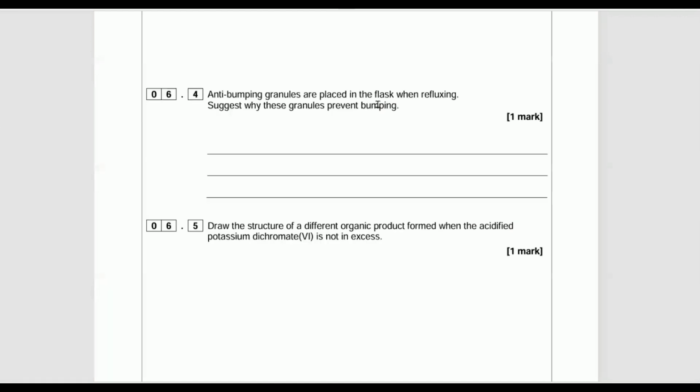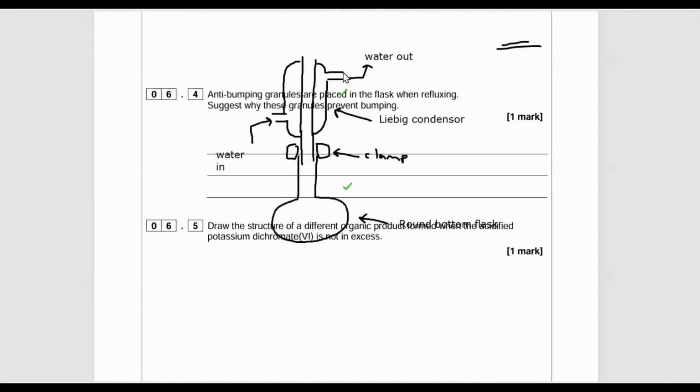Okay, anti-bumping granules are placed in the flask when refluxing. Suggest why these granules prevent bumping. So, where are we? Look, check out my flask. So we stick in some anti-bumping granules, and what they do is they break big bubbles like that into smaller bubbles. And why is that important? Well, it's important that you only get small bubbles in the flask because big bubbles obviously increase pressure buildup, but they also might spit some of your reactants up here into the condenser and even out here. So we don't really want big bubbles because they'll be spitting and bubbling, shaking the equipment, rattling and rolling. And so the anti-bumping granules break up big bubbles into smaller bubbles.